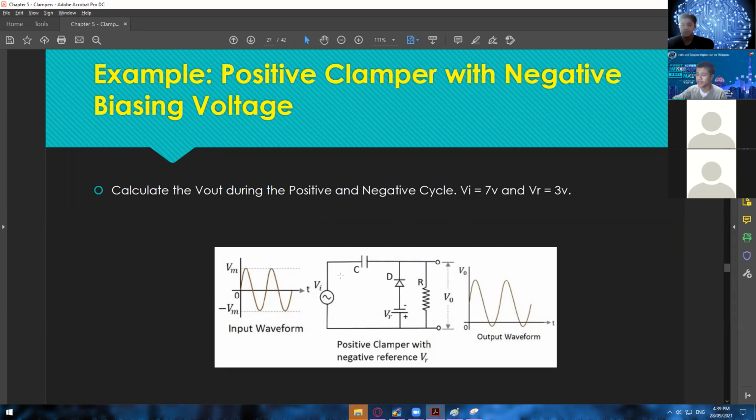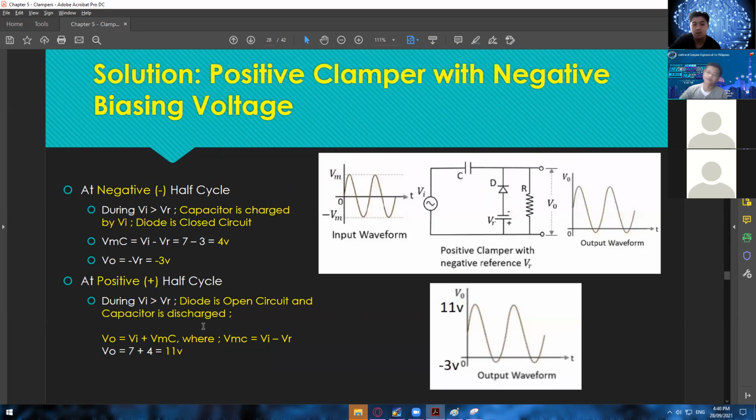So of course, we'll start with negative half cycle, and then the value of VMC is equal to 7 minus 3. 7 minus 3 is equal to 4 volts. And then during the positive half cycle, VO is equal to VI plus VMC. So 4 plus 7 is equal to 11 volts. So yeah, you can still heavily rely on our formula.